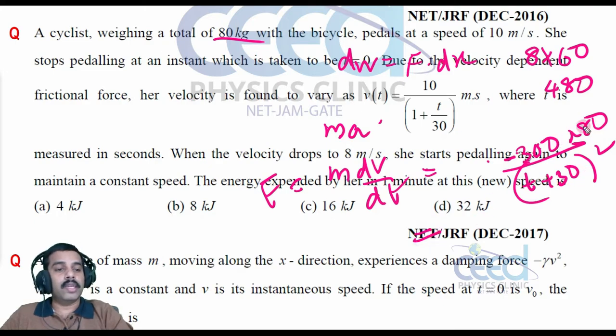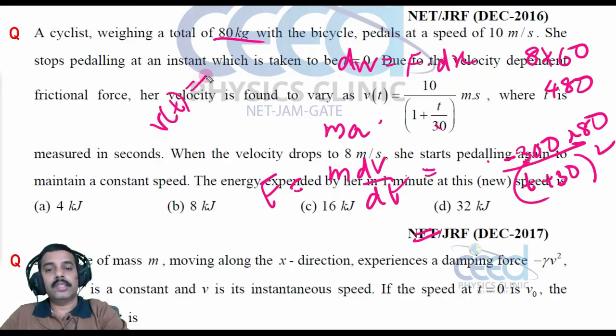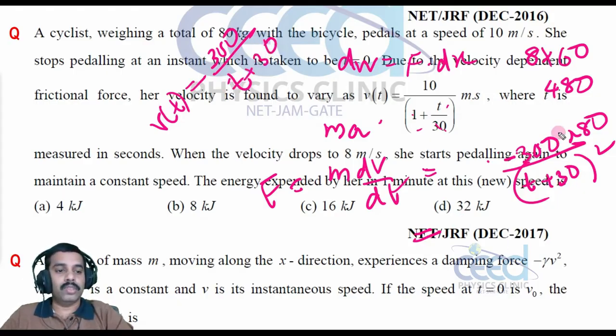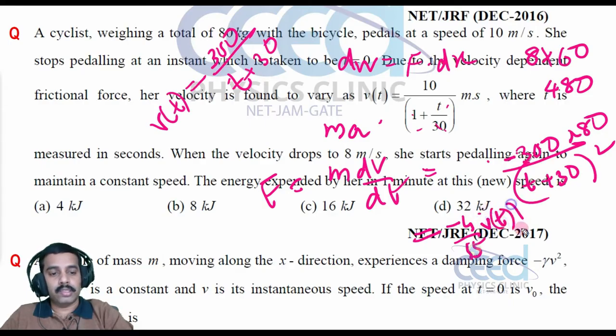Now this I can write in terms of this, right? 30 plus t. So what is v of t here? That is simply 30 plus t by 30, that is 300 divided by t plus 30. We can write like this. Okay, so if I write this as minus 4 by 15 and this whole square, we can write this as v of t the whole square.